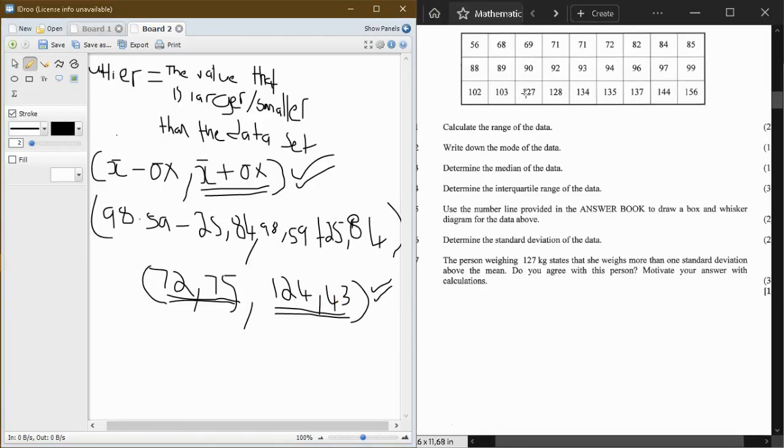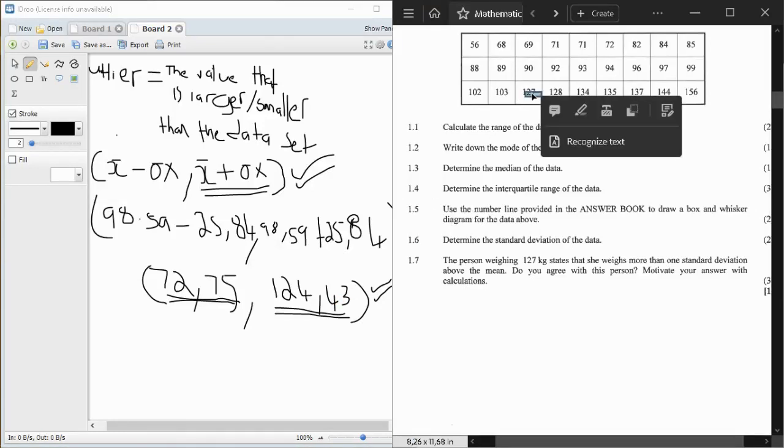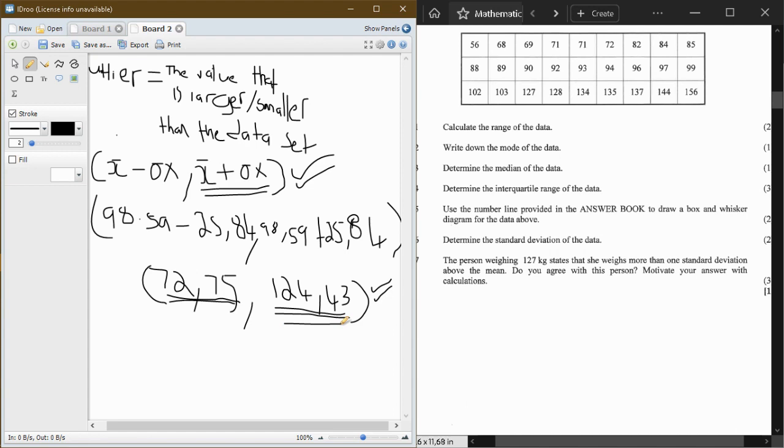So we see that we have 127, 128, 134, 135 and 137, 144 and 156, right? Those are the numbers that are above 124,43. So now, this person is weighing 127, and that 127 is greater than 124,43. Now she states that she weighs more than one standard deviation above the mean, right?